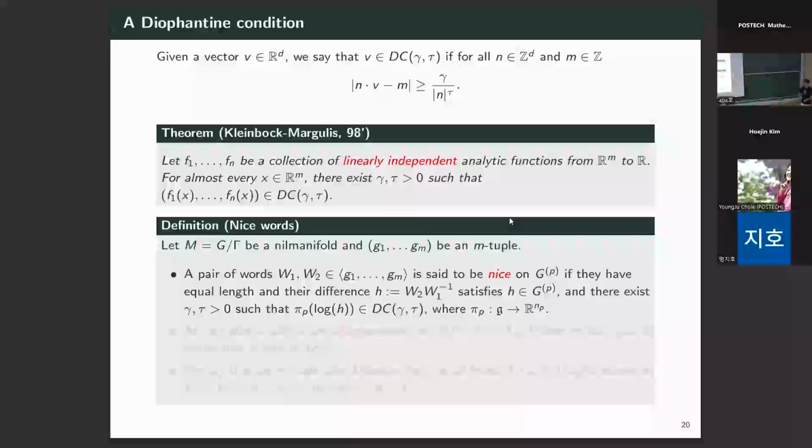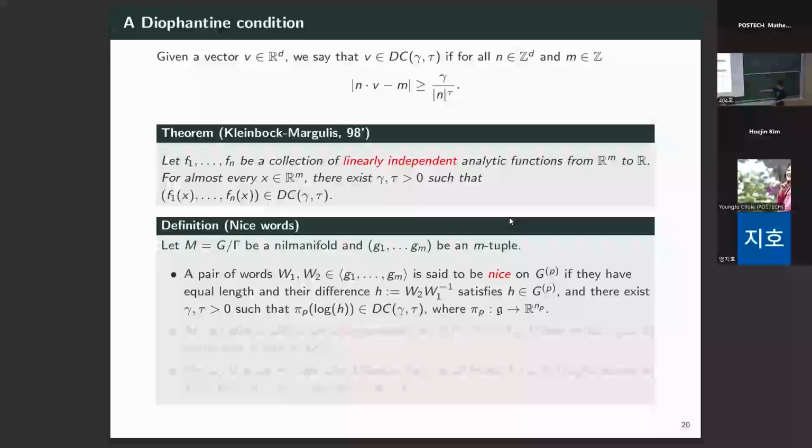This is very good, but unfortunately it doesn't solve the problem. Why? Because I only choose G and H. I didn't consider anything else. We have m different generators, and also in the product we have many other different elements, but I didn't use them. So in this kind of construction, we call the word nice.